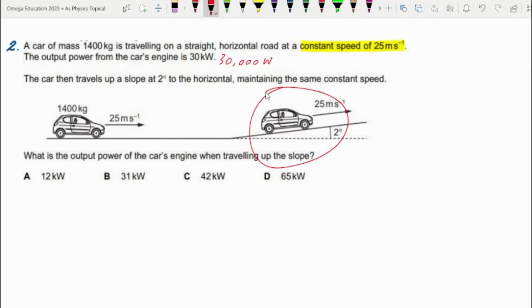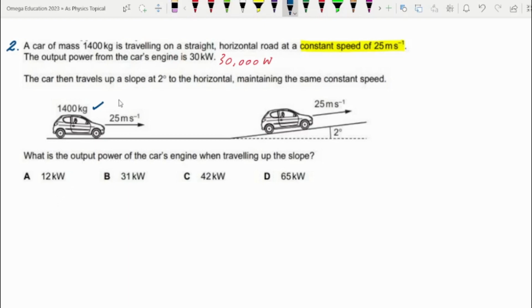And what about mg cos theta? That is equal, and that cancels out with the normal contact force. We draw the vector triangle of this, and we studied that in the topic of dynamics on the inclined plane. So let me first find the forward force of this car in this case.